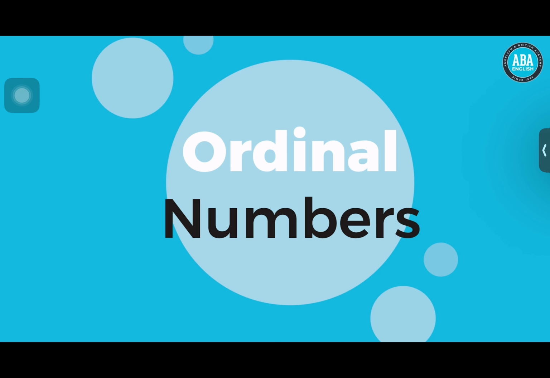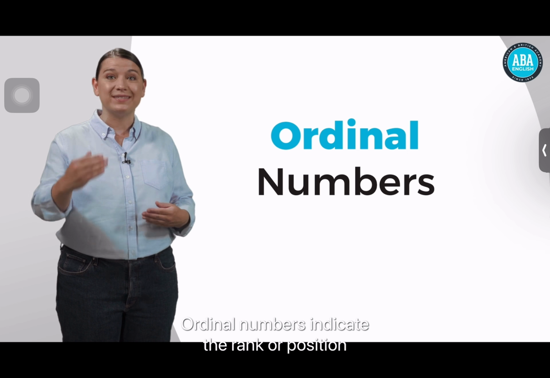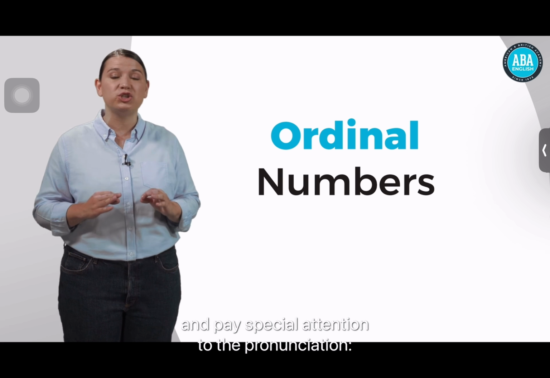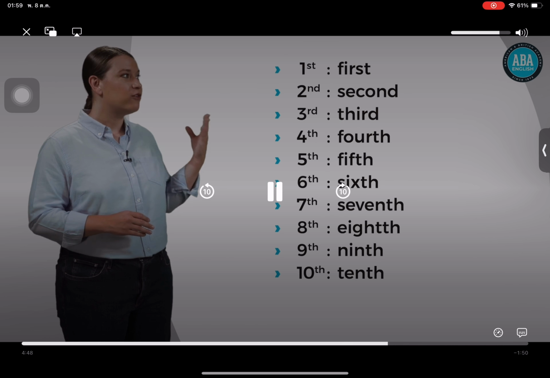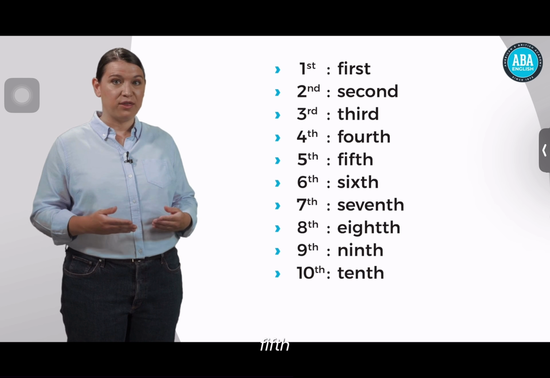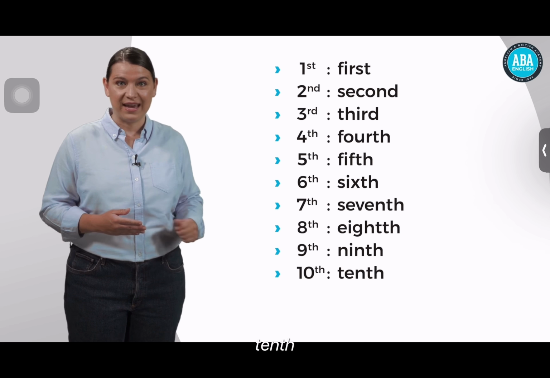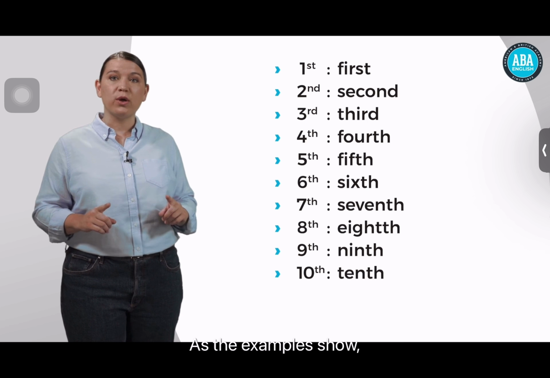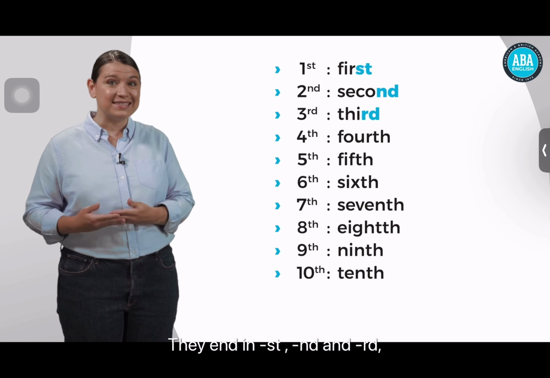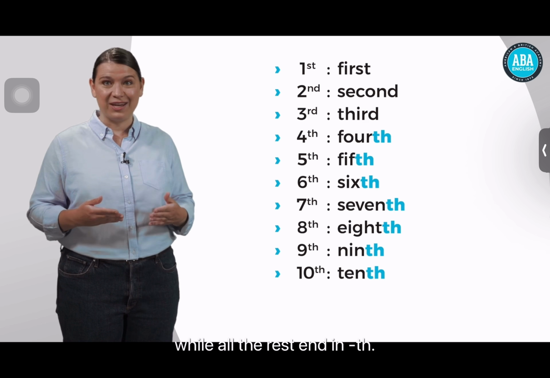Ordinal numbers. Ordinal numbers indicate the rank or position of something or someone. Let's see some of them and pay special attention to the pronunciation. First, second, third, fourth, fifth, sixth, seventh, eighth, ninth, 10th. As the examples show, the first 3 numbers have a different ending. They end in ST, ND, and RD, while the rest end in TH.